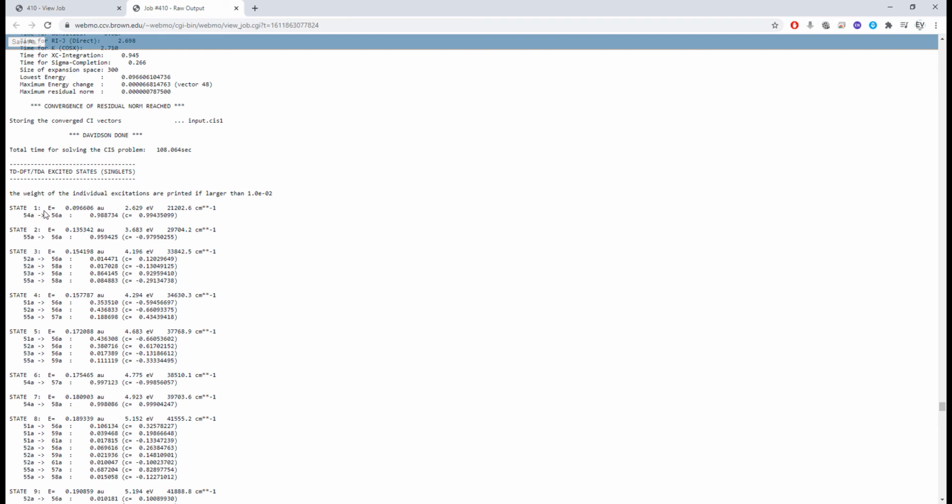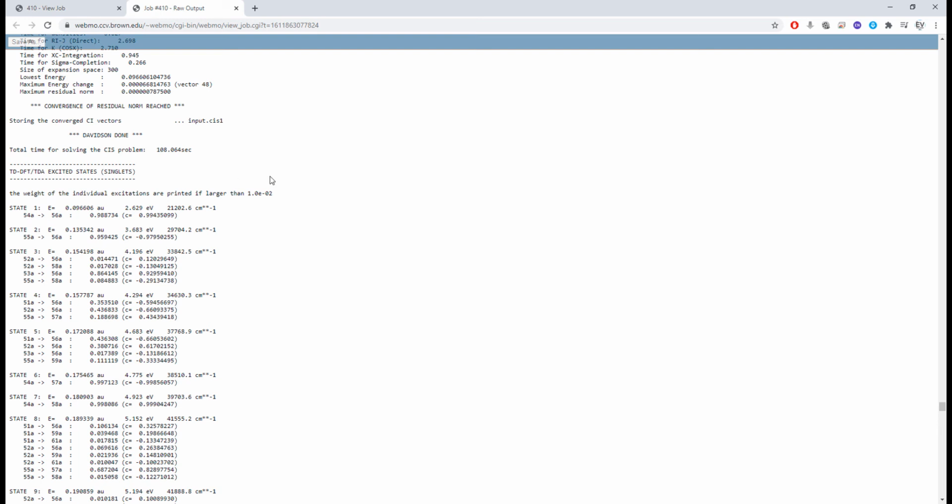So the first thing that we can notice is that the first state, that lowest energy one, comes in at 2.629 electron volts, which is this in wave numbers. And if you were to convert it into nanometers, that's the one that's at like 470. We can see that this is a transition from the 54A orbital to the 56A orbital, right? And the A is simply the spin. In a case where all the spins are lined up, it doesn't matter which one it is. It's going to be exactly the same. So we can see that that's what this peak right here is.